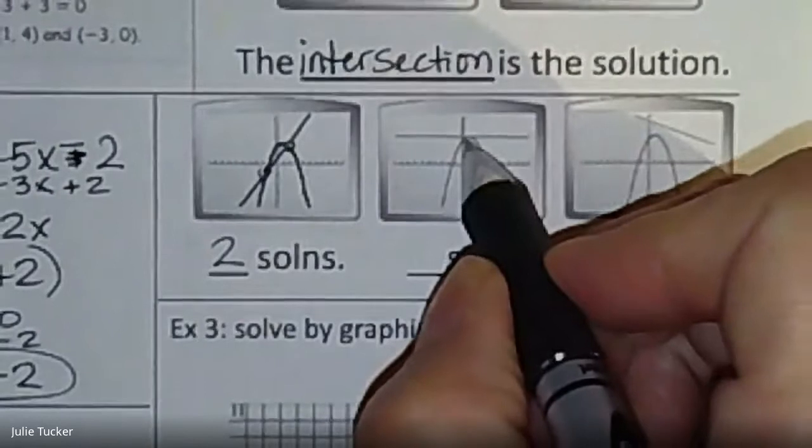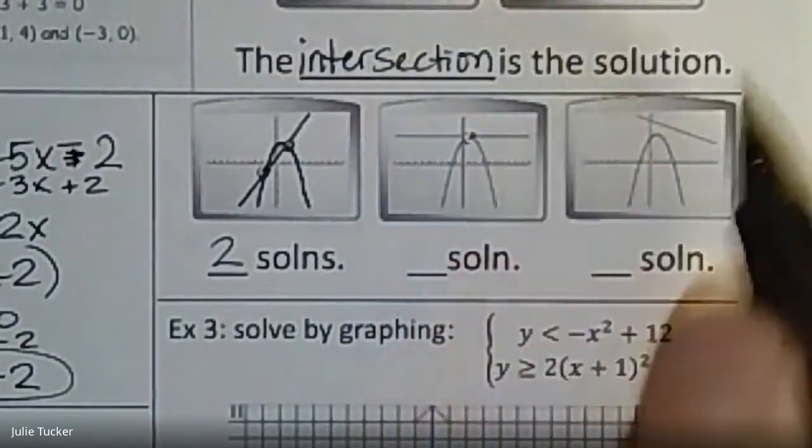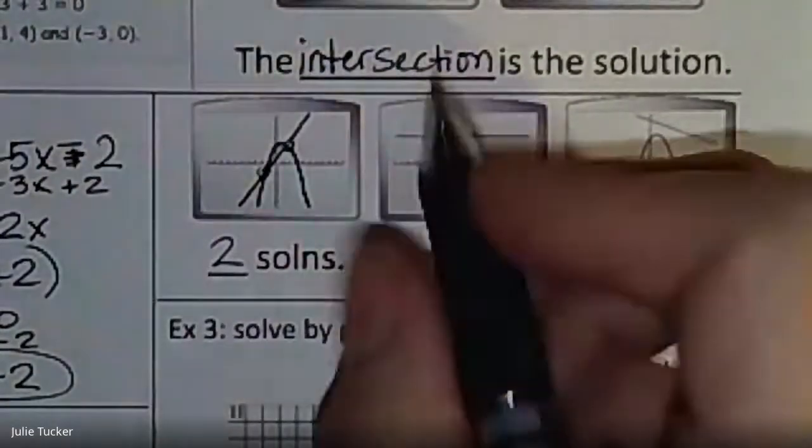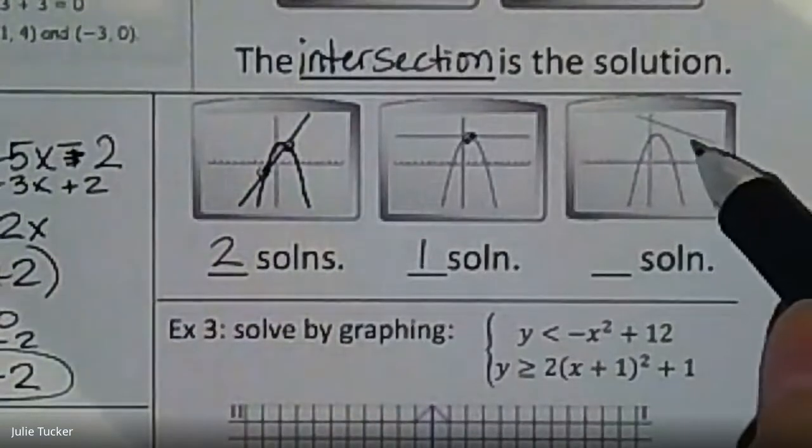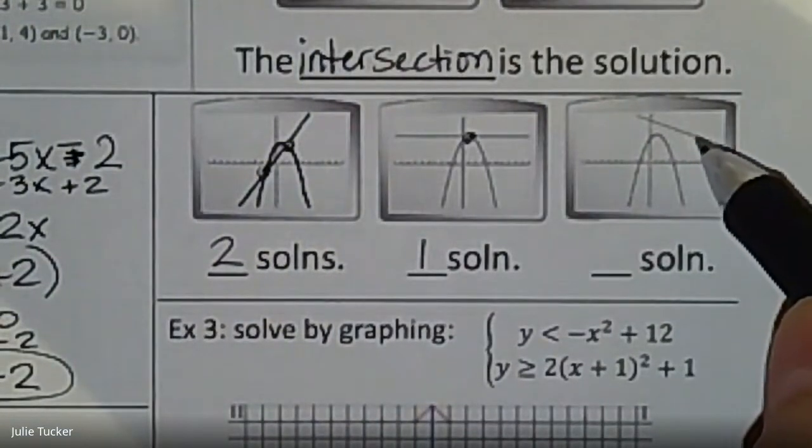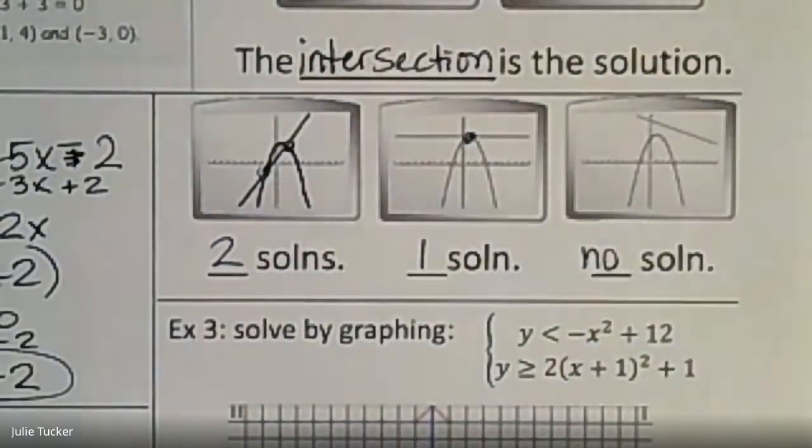This one has one intersection point right there, so one solution. And then this one has no intersections, so it has no solution.